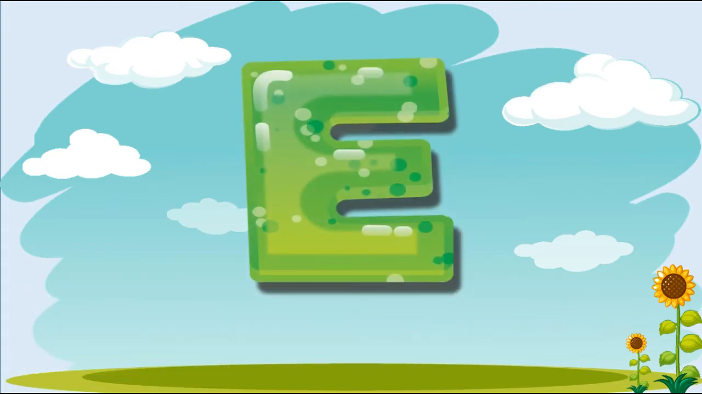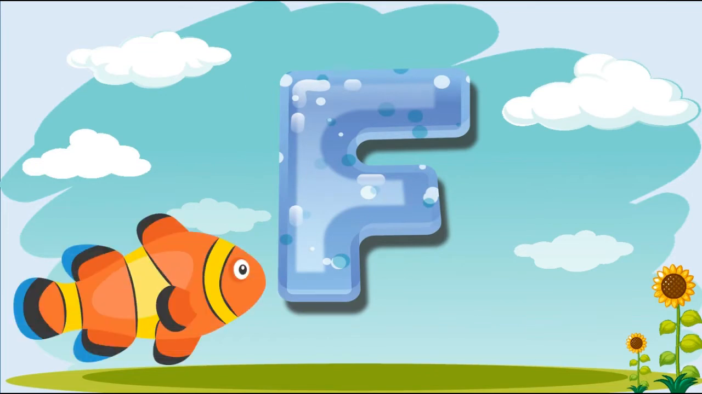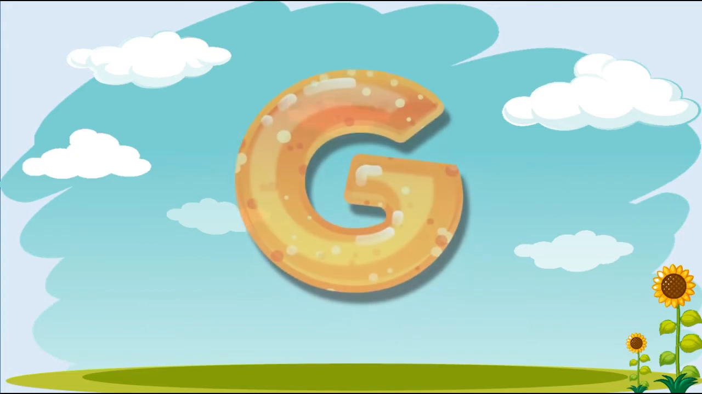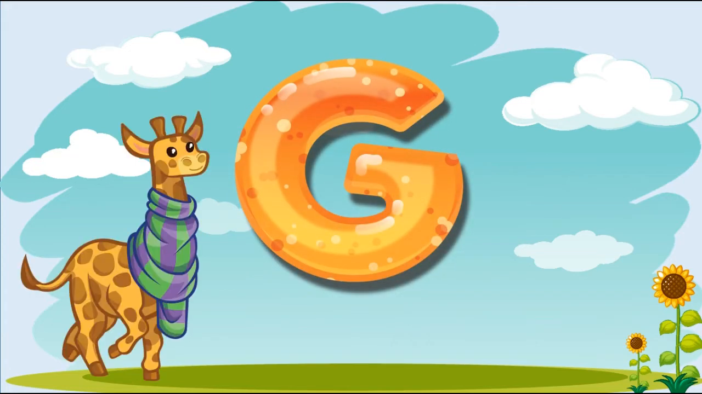E is for eagle. E, eagle. Repeat after me. E. F is for fish. F, fish. Repeat. F. G is for giraffe. G, giraffe. G.